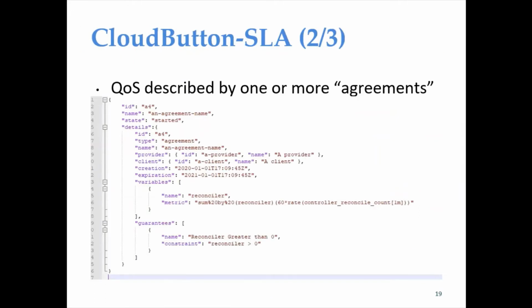The SLA is made up of one or several agreements between a client and a provider that is in a state, and it has a creation and expiration date. The agreement is made up of different warranties. The warranties are described by the metrics that are provided by the adapter.